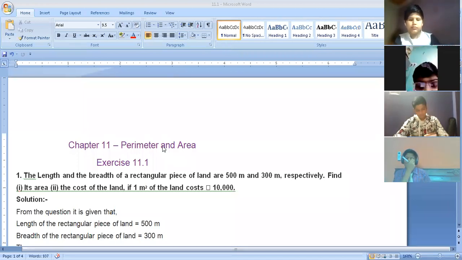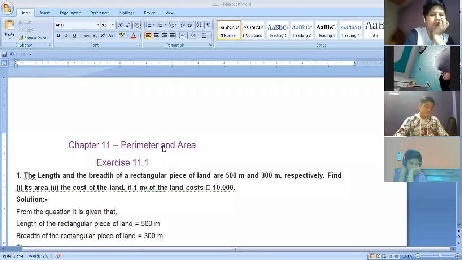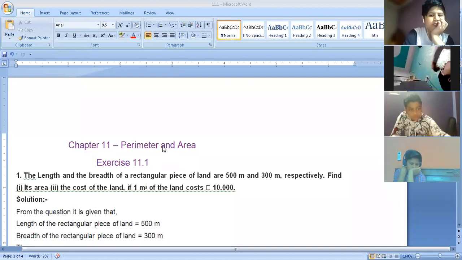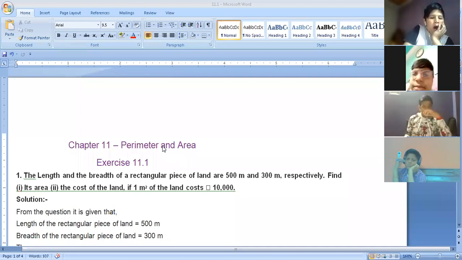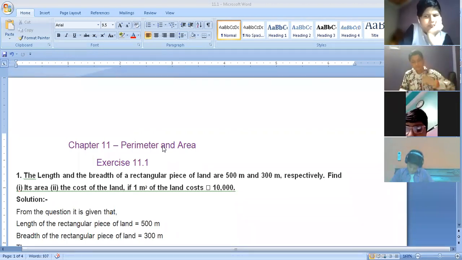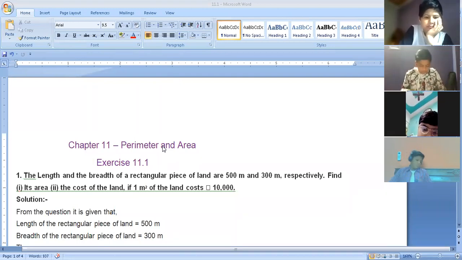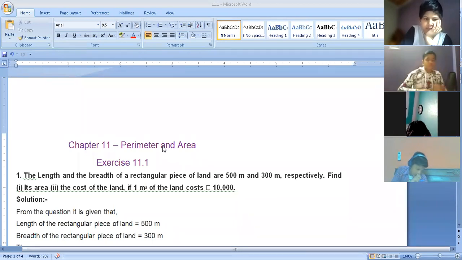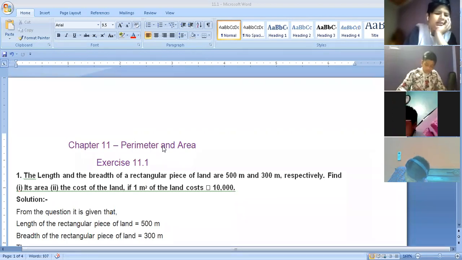Now we are starting with 11.1. The length and the breadth of a rectangular piece of land are given as 500 meters and 300 meters. We have to find the area, and the cost is given: 1 meter square of land costs rupees 10,000. So first of all, we'll find out the area, then we'll find out the cost. For that, the length of the land is given 500 meters and breadth is given 300 meters. Then we'll apply the formula.